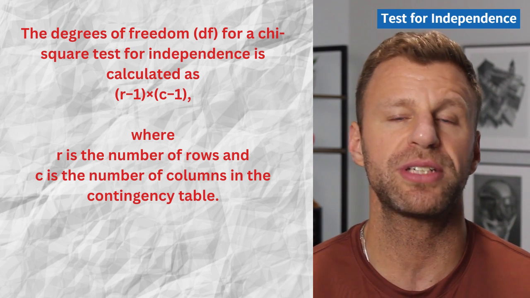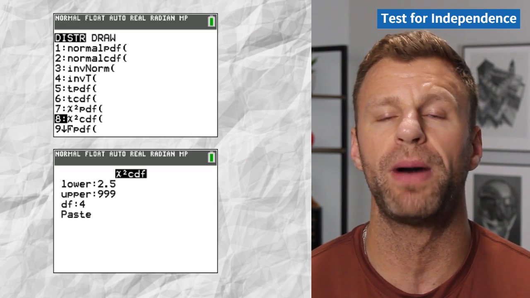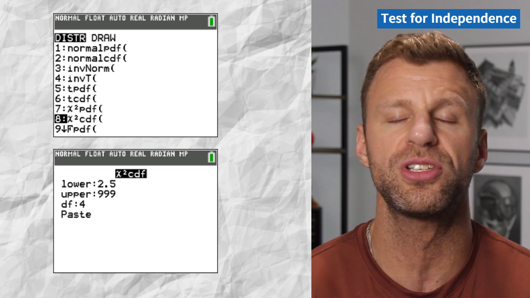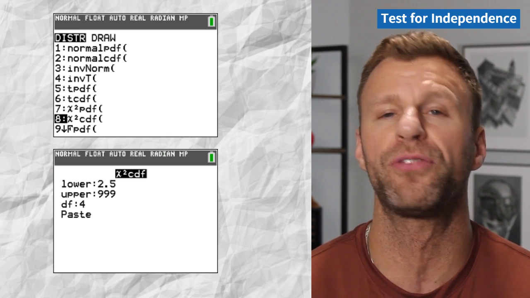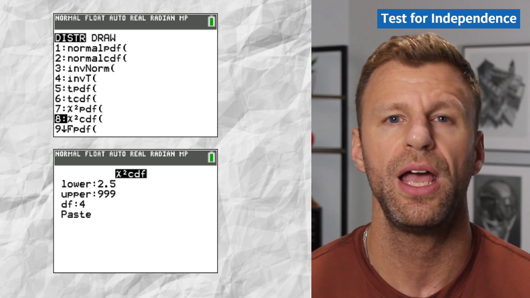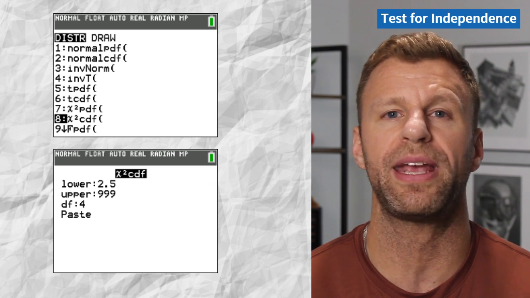Then what you could do is use chi-squared CDF to get your p-value by typing in your chi-squared value first, going to an upper value of 999, acting like infinity, and then don't forget to enter in the degrees of freedom. Now the fourth and final step is of course making the conclusion.